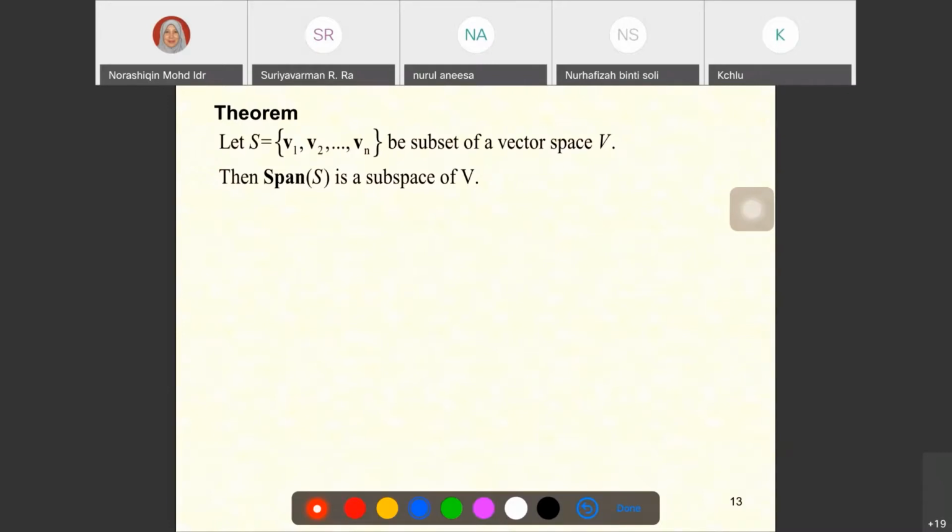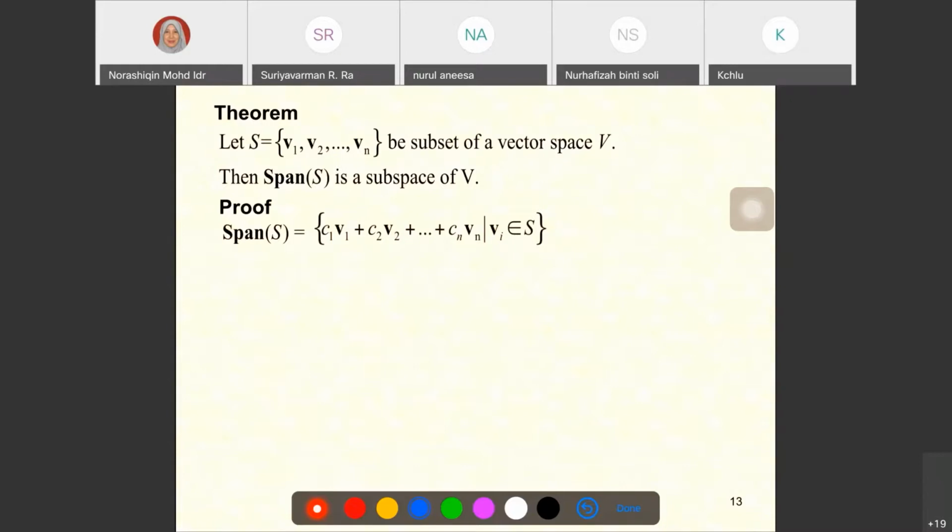Usually we take the identity, right? The second one must be closed under addition. And the third one must be closed under scalar multiplication, right? Yes, Doctor. Okay, so now we need to prove this: span of S is a subspace of V. Remember what is span of S just now? It's a linear combination of those: C1 V1 plus C2 V2 plus C3 V3 and so on.